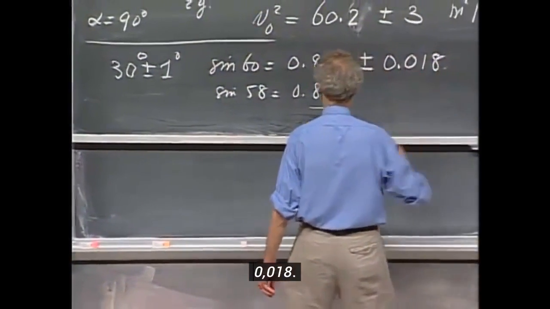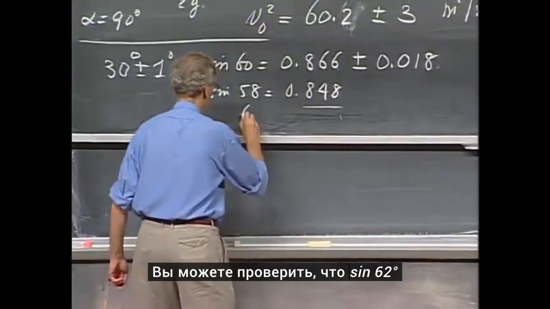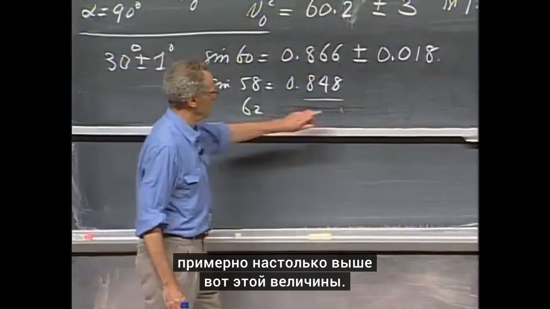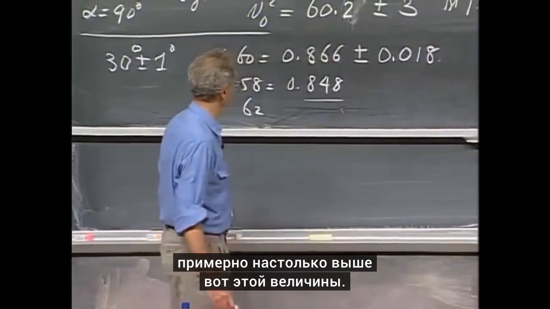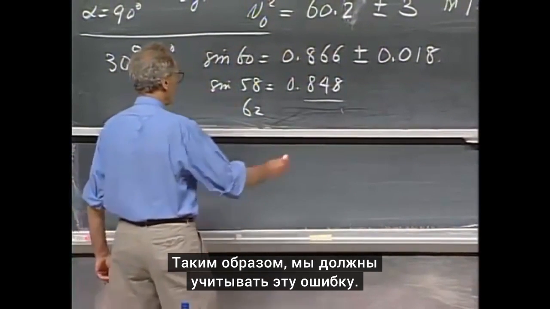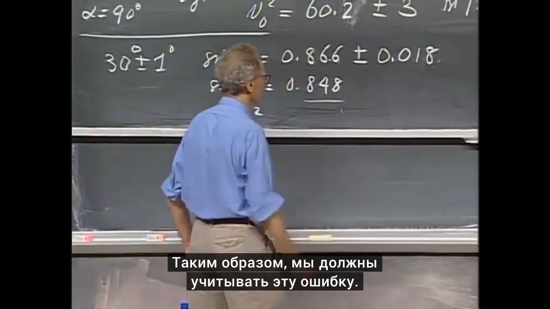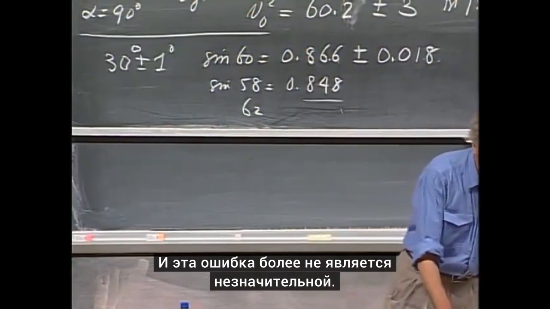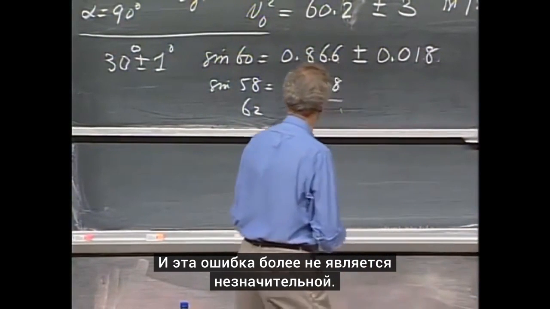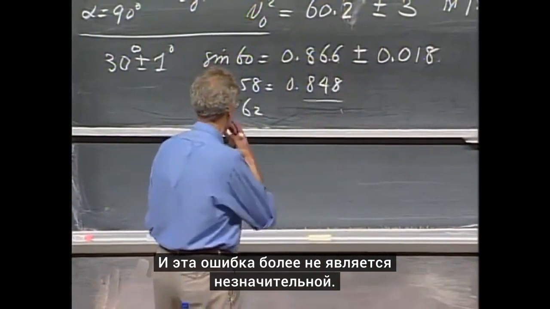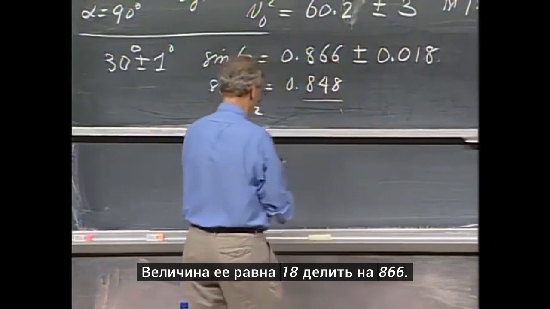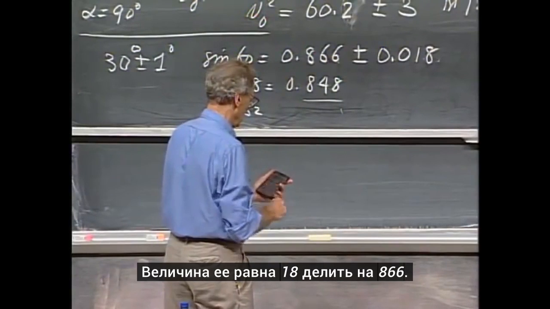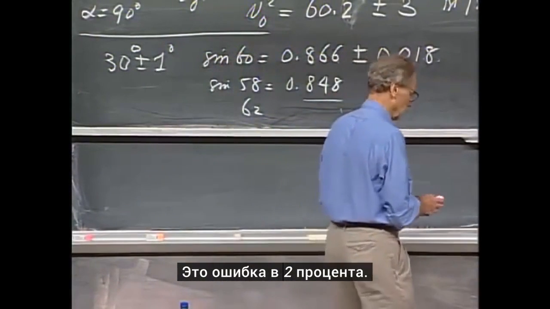If you want to check what the sine of 62 degrees is, you will see that that is about this much higher than this. So we must allow for this error. And that is an error which is by no means negligible anymore. That is an error which is 18 divided by 866. That is a 2% error.